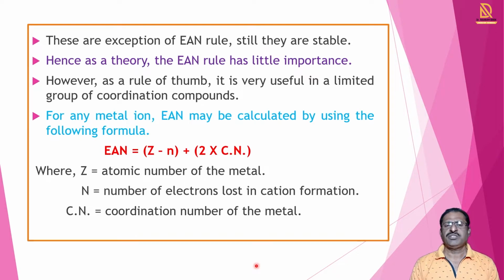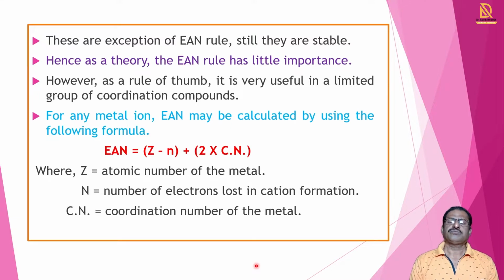So these exceptions to the EAN rule are also observed, but these complexes are also stable complexes. But according to the Sidgwick model, these do not follow the rule. And so this theory has limitations, or has only little importance, because it is not universally used. There are so many complexes which do not obey the EAN rule, but are also stable. And so this theory is not uniformly used, or it has certain limitations.